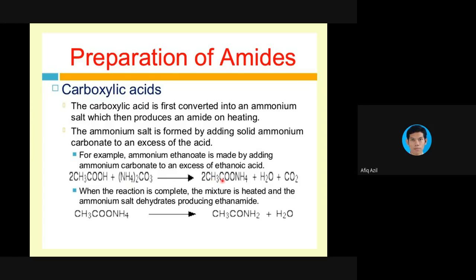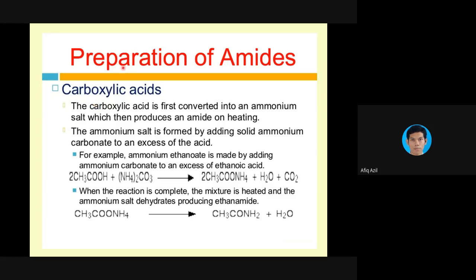You have CH3C double bond O ONH4. So when this reaction is complete, the mixture will be heated and the ammonium salt, which is this one, NH4 plus, dehydrates, producing this structure of amide. So in this case, it is ethanamide. You have CH3C double bond ONH2. So the OH is going to be removed and replaced with the NH2 group.